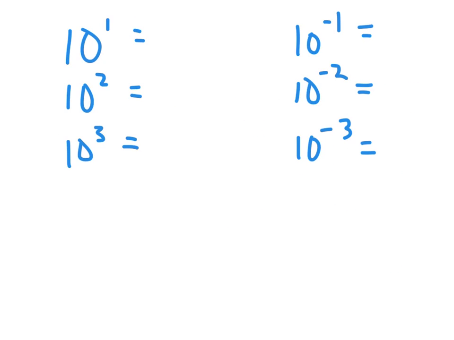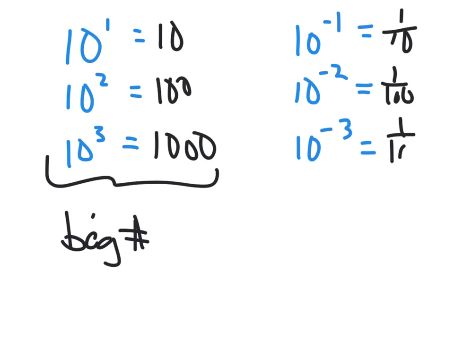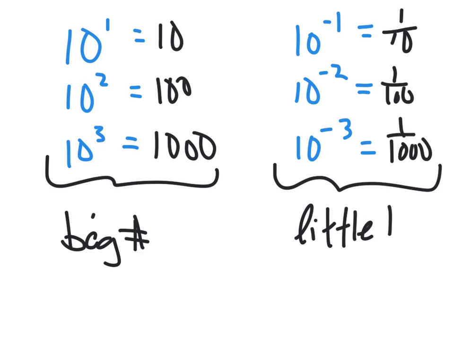So let's look at some powers of 10. 10 to the first is 10, 10 squared is 100, 10 to the third is 1,000, and so on and so on. We could keep listing these out. And if we took a number and multiplied by one of these things, we'll get a big number. 10 to the negative first, well, that's 1 over 10. 1 over 100 for 10 to the negative second. 10 to the negative third is 1 over 1,000. If we were to multiply something by these numbers, we would get a little number that is close to 0, so 0.000 something.